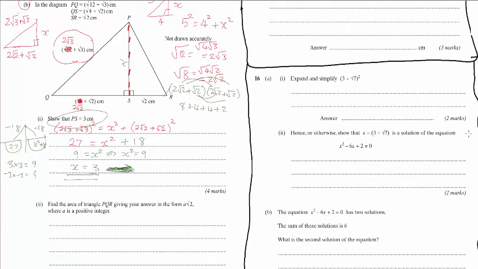Alright, so here's the next question. It's saying the triangle PQR, which by the way is this whole triangle, and it wants you to find the area of this triangle. It wants you to give your answer in the form a root 2. That just means you're not going to get a perfect number. Whatever number you get is going to break down, if it isn't already broken down, to something times root 2. So here's what you have to do.